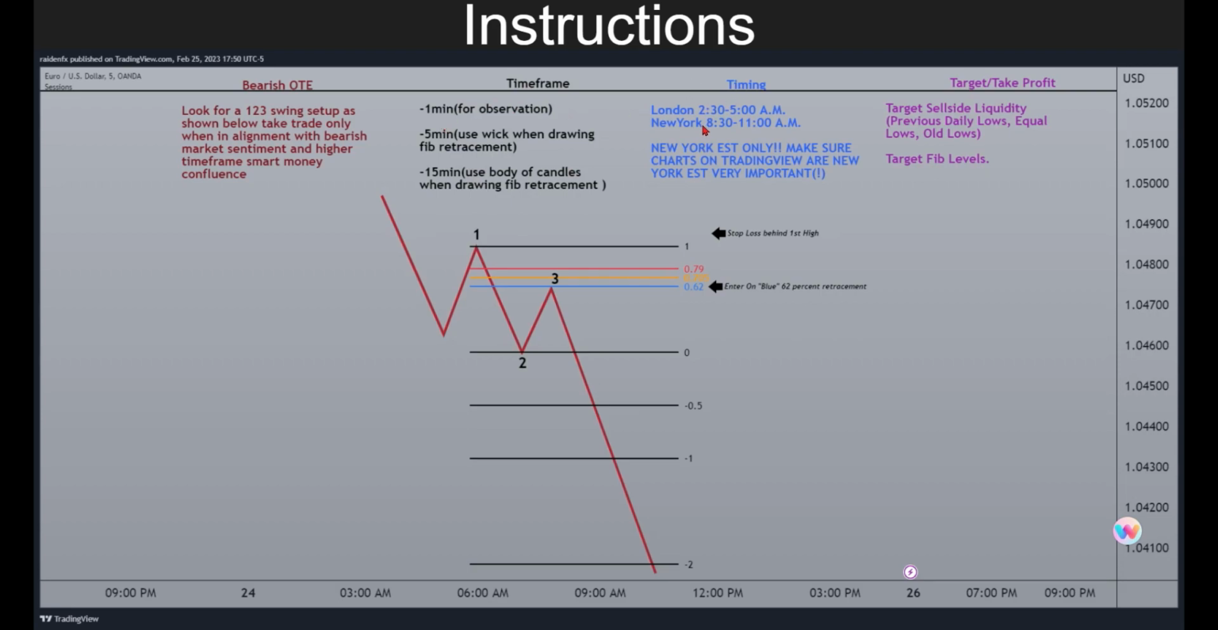So the timing of it, you want to be trying to trade this PDA array around the London session, 2:30 a.m. through 5 a.m. in New York, and 8:30 to 11 a.m. It's extremely important that you have your chart set to New York Eastern Standard Time. That's because ICT explained that that is the time that the markets run on. So if you're using the wrong time, you could be out of sync with the markets.